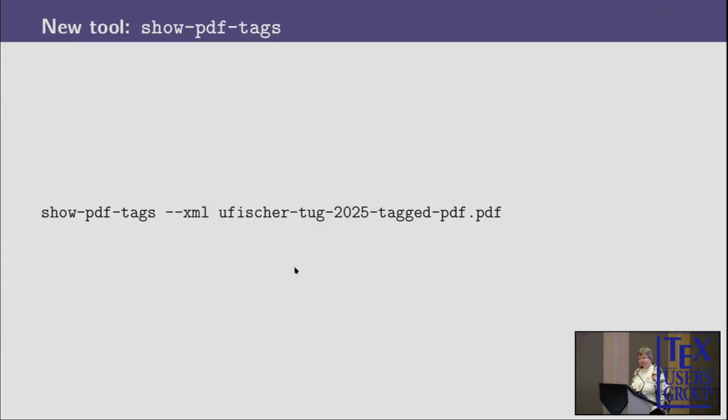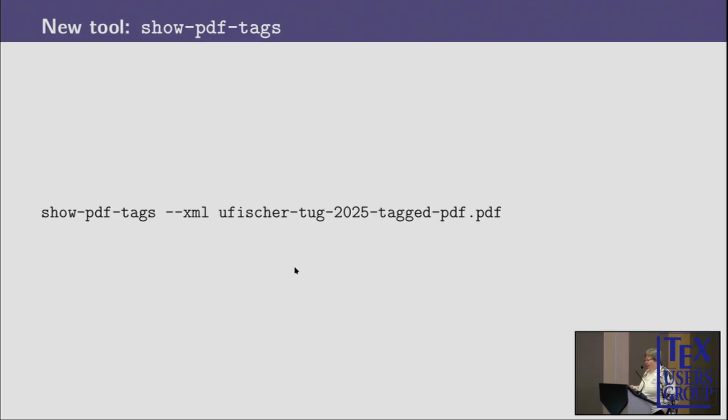The third short announcement is that there's a new tool on CTAN called Show PDF Text. It's a command line application that you have in TeX Live. You can call it on every PDF, and then it will show you the PDF text in this document. In this case, I'm using it with the option XML to get an XML output.